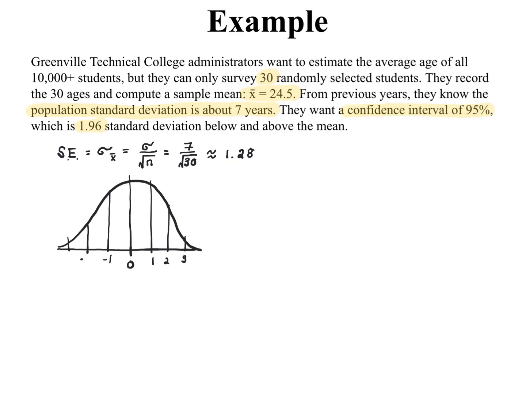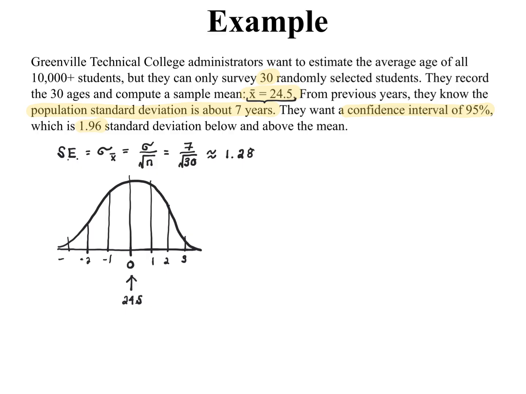So -1, -2, -3. Since it's impractical to obtain all possible samples, the central limit theorem ensures that one random sample's mean is a reliable representation of the center of the sampling distribution. So we're going to consider the center of our sampling distribution to be that 24.5, right, which is the mean from that one sample of 30 that was taken.